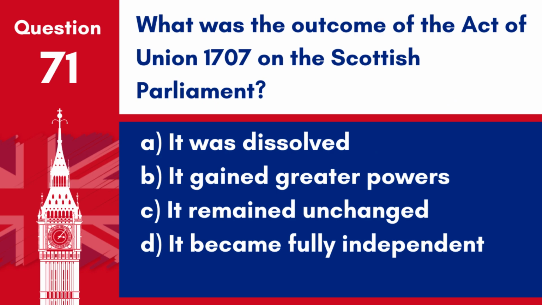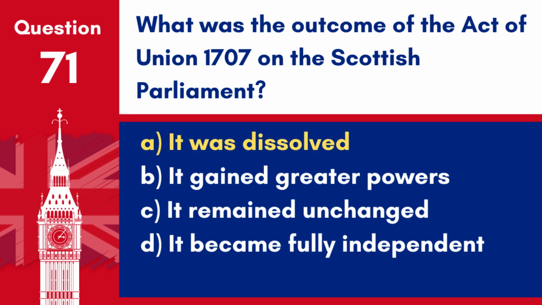Question 71. What was the outcome of the Act of Union 1707 on the Scottish Parliament? A. It was dissolved. B. It gained greater powers. C. It remained unchanged. D. It became fully independent.